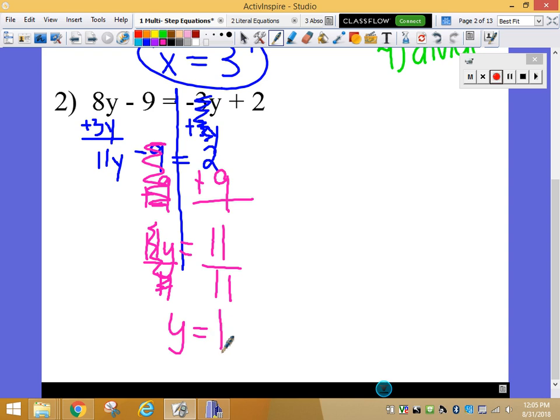Again, I like to check my answer. So I'm going to plug in 1 here. I'm going to plug in 1 here. 8 times 1 is 8. 8 minus 9 is negative 1. Let's see if we get the same thing over here. Negative 3 times 1 is negative 3 plus 2. Negative 3 plus 2 is negative 1. So I got the same answer on both sides, so I know that y equals 1 is the correct answer.